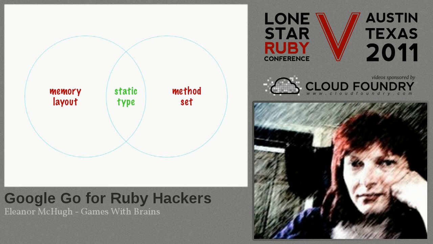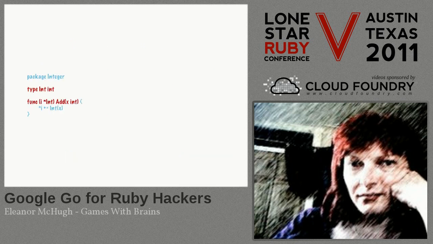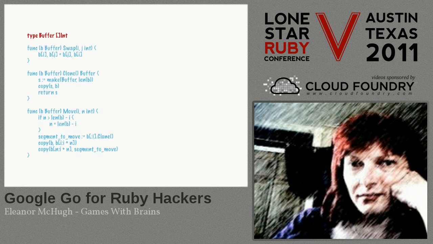Now, from the combination of memory layout and method set, you get a static type. So far, we haven't done anything that would make a Java programmer or a C++ programmer feel unhappy. And that is basically the description of a type in code. But now it gets a little more interesting.